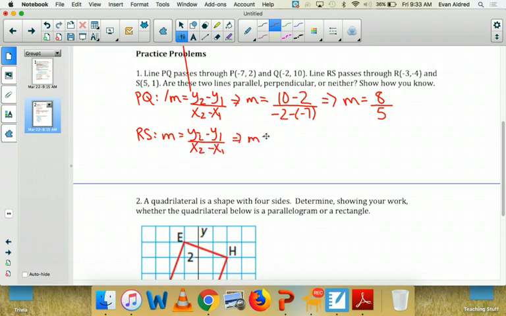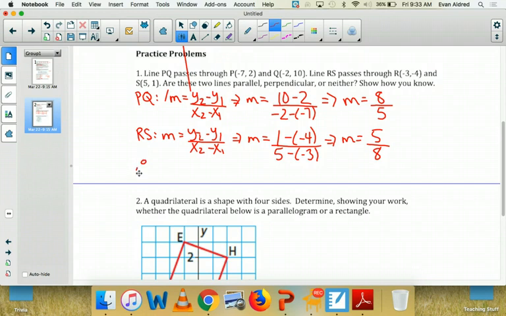again, we take the difference in our y values. So in this case, it's going to be 1 subtract negative 4 over 5 subtract negative 3. And here we get 5 over 8. 1 plus 4 over 5 plus 3. Now these slopes are reciprocals of one another, but they are not negative reciprocals of one another. So you have to be really careful with some of the answers you get. Since they're not negative reciprocals, we would state that they are neither.